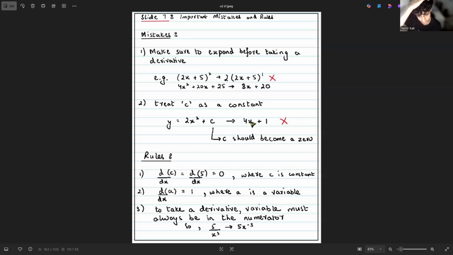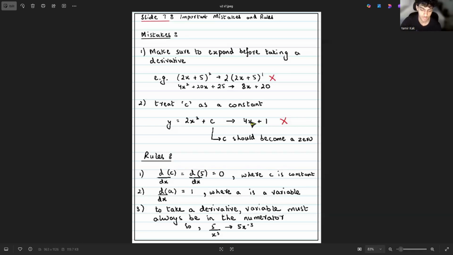So then now we also have rules here. Rule 1 is very important: the derivative of any constant is 0. So d of c over d of x equals, for example, d of 5 over d of x, which equals 0. This is showing where c is constant. So the rate of change, the derivative, is 0, right? The constants are always 0, because you can't treat them as a variable.